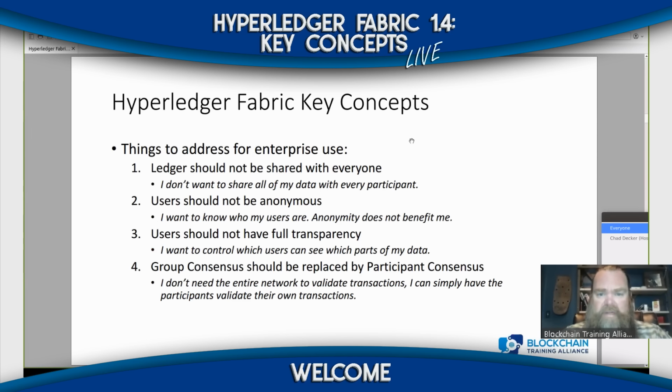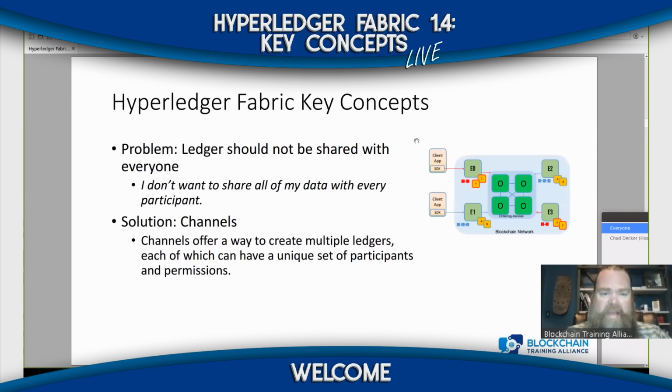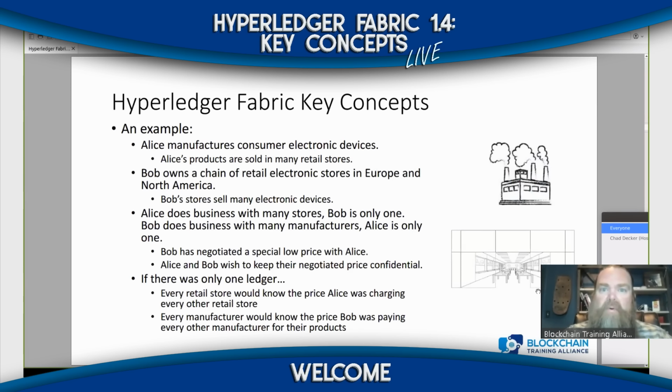The ledger should not be shared with everyone on the network. Right? I don't want to share all of my data with everyone. I want to control who can see what. I want to create permissions around my data. Well, the solution to that in the Hyperledger Fabric world is a feature called channels. Channels offer you a way to create multiple different ledgers, and each one can have a very unique set of permissions. Let's explore this a little bit deeper with a hypothetical example.